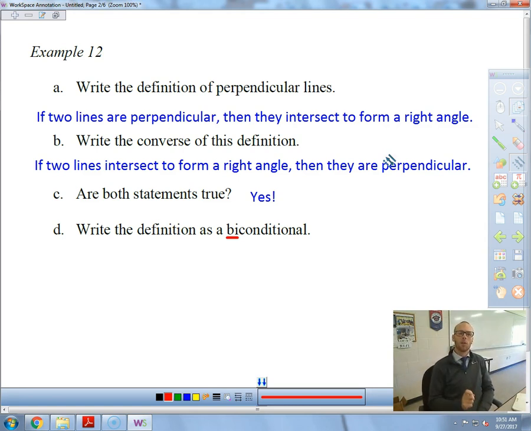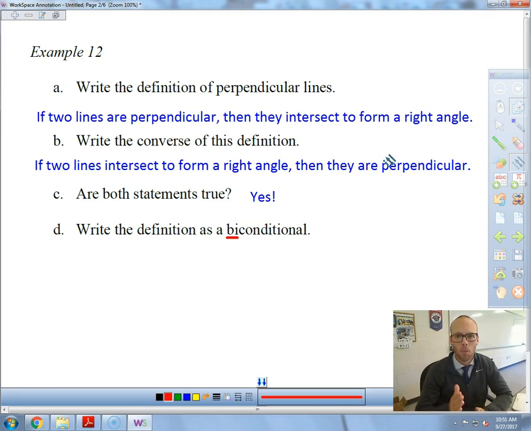Now, biconditionals contain a certain phrase that we have to put in there every time. Biconditionals include the words if and only if. So it's not an if-then statement. We get rid of the if and the then, but we put this phrase in there, if and only if. Have you ever heard someone say that before?